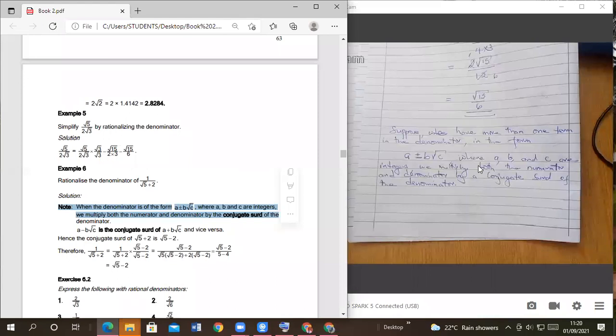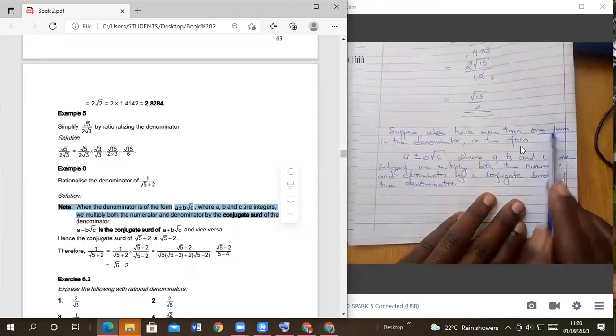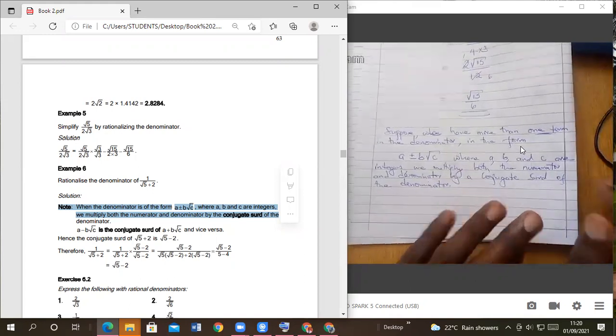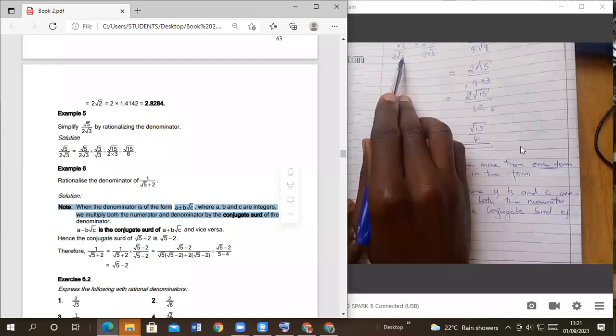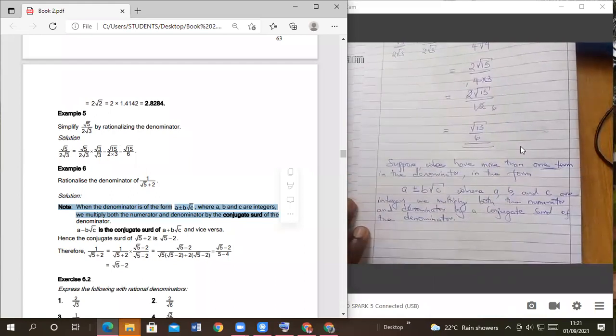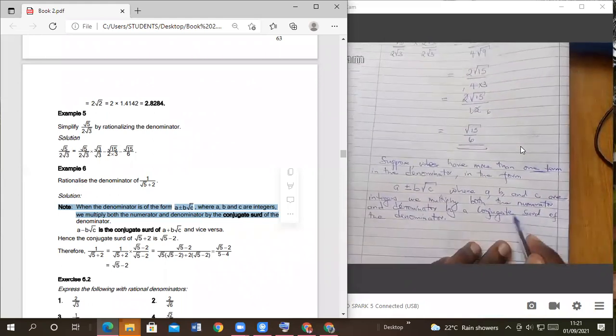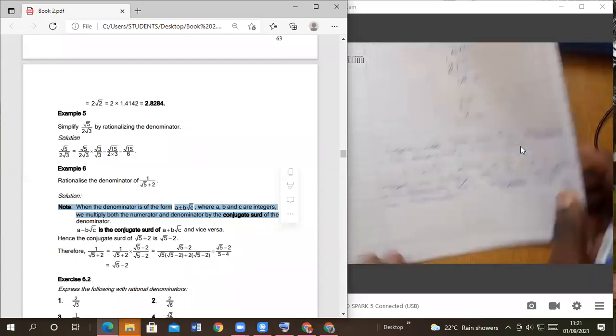We get the conjugate if we have more than what? More than one term in the denominator. Because like when you see what we have been doing, here we have only one term, we have 2 root of 3. Here it was only 1. But what if now we have two terms in the denominator? What do we do? We get the conjugate.